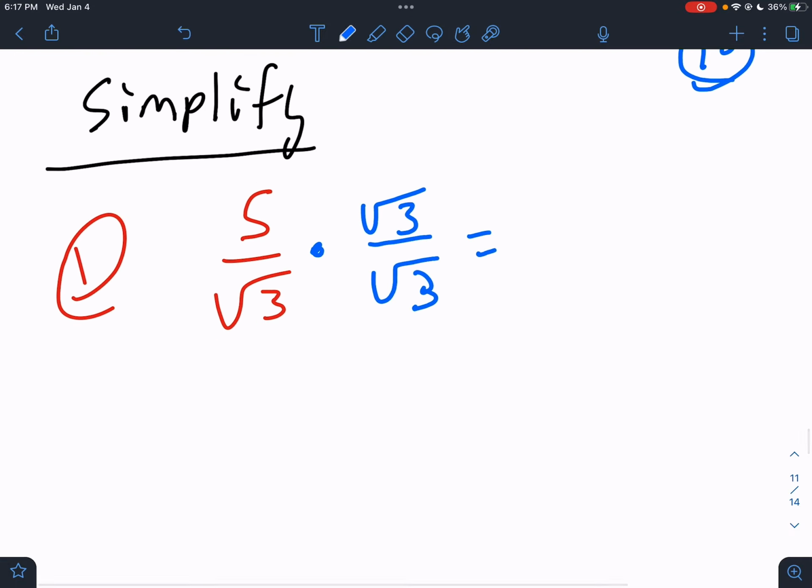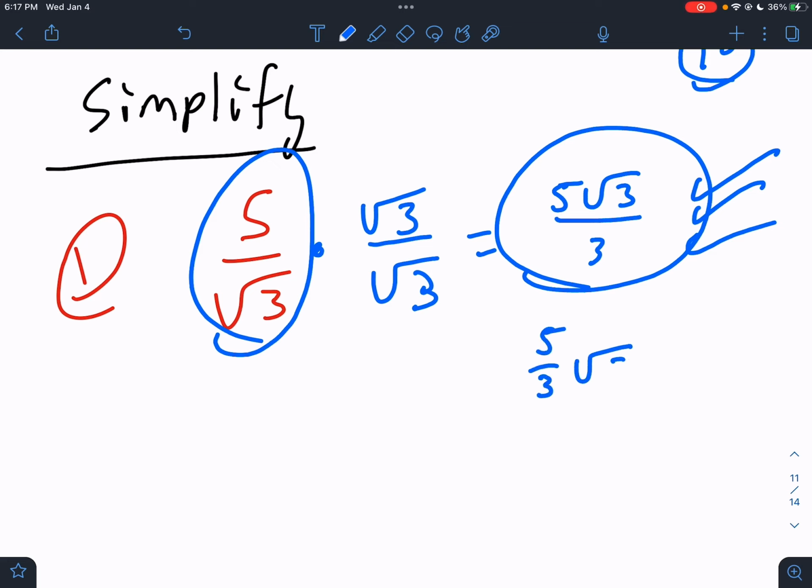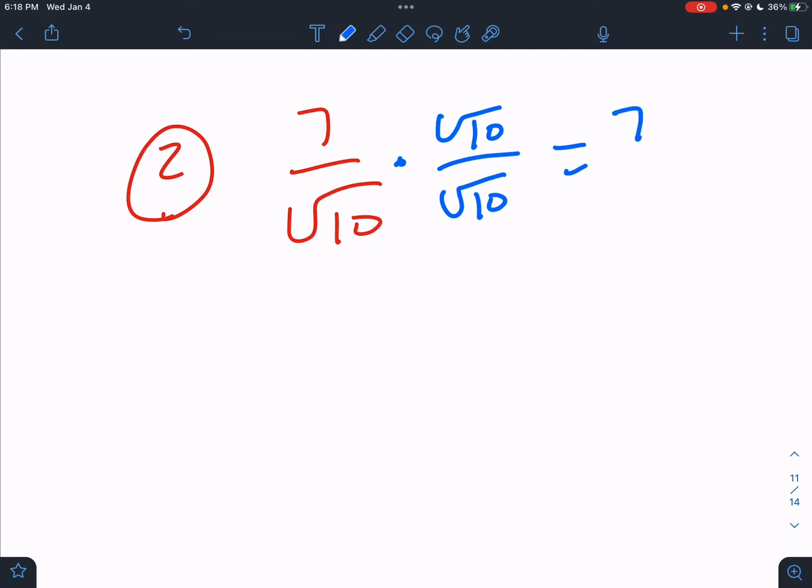But what's the result? You get 5 root 3 on top. What is root 3 times root 3? It's the same radicand. What is root 3 times root 3? It is whole number 3. This is the better version of the same number. They're equal. Those are the same number. But this one is better and it is simplified. You could also write it as 5/3 root 3. That's the same thing. 5/3 root 3, that's just as good. They're the same. 7 divided by root 10, I multiply by the number 1. Gets me 7 root 10 on top, whole number 10 on bottom.